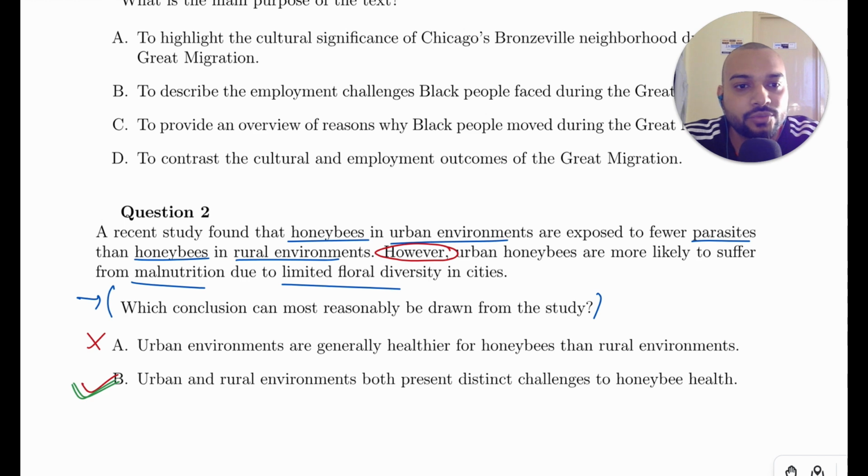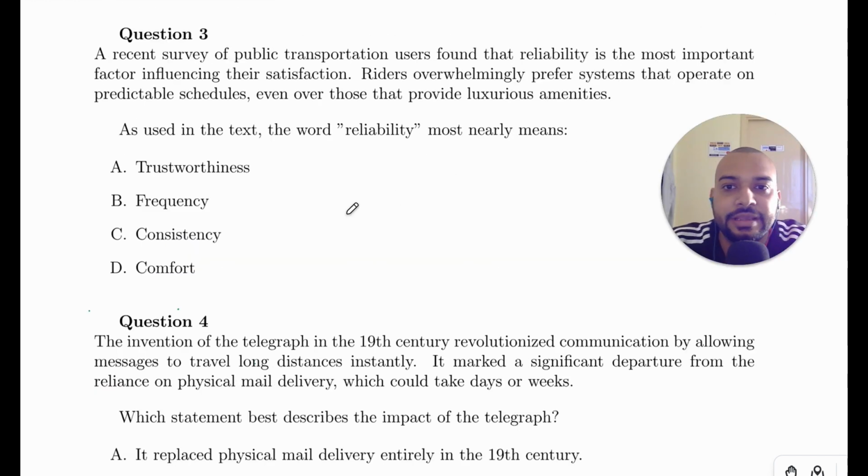Okay, let's go to the next one. Question number 3. Again, first step, look at the question instruction. As used in the text, the word reliability most nearly means. Okay, so we need to draw the meaning of the word reliability from the context of the passage. Okay, let's first identify where this word exists.